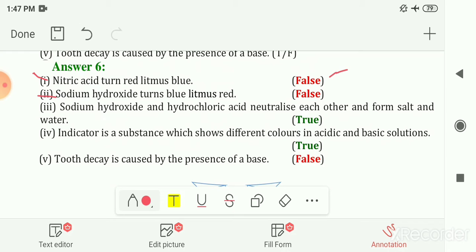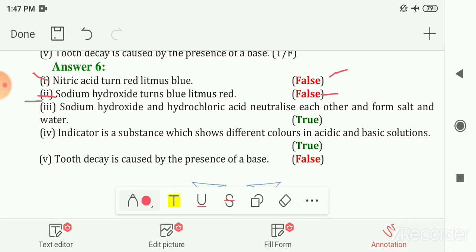Next is: sodium hydroxide turns blue litmus into red. So again your answer is false. Sodium hydroxide is basic in nature, so it turns red litmus paper blue. So here the first two answers are false.